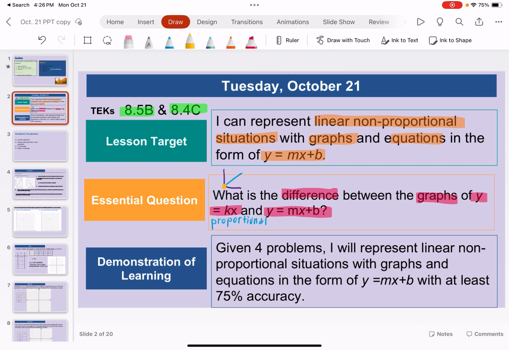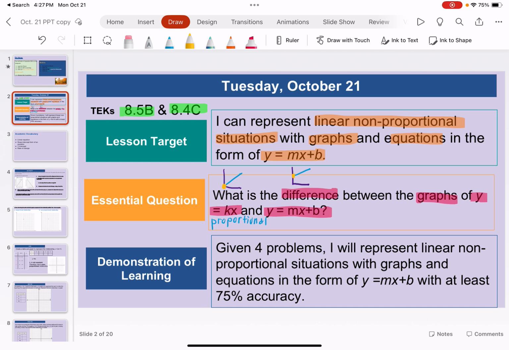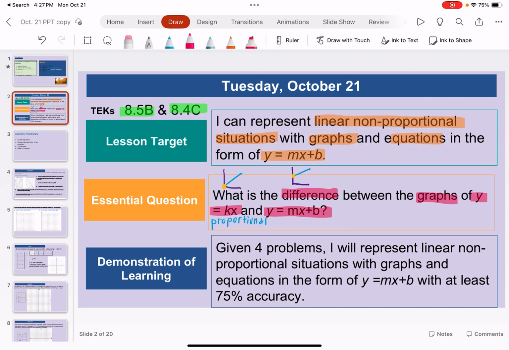And then y equals mx plus b, as we know, is for non-proportional. If I were to draw a graph for that, it might look something like this. In this case, it does not go through the origin. It goes through a number. Let's say that number, just for clarity's sake, is 3. I can either write this point as 0, 3, or I can say that b, or the y-intercept, is 3. As you can see, we use b to represent the y-intercept.